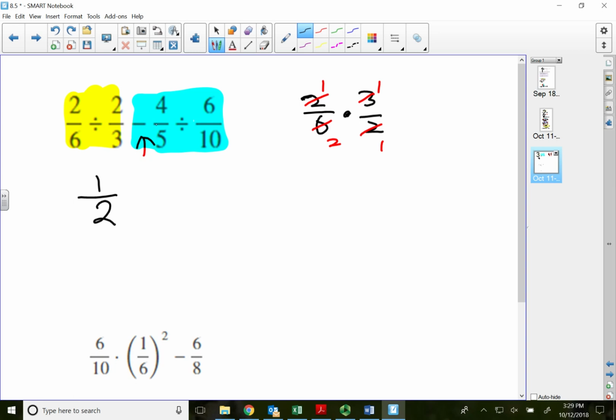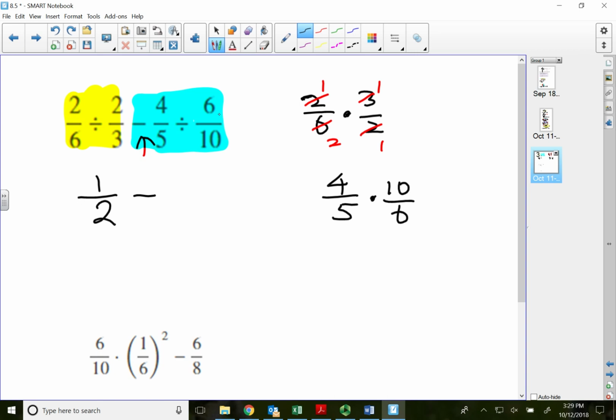My second term, negative 4 over 5 divided by a positive is going to give me a negative answer. So my second term will be negative. I'm just going to focus on the division now. So 4 over 5 divided by 6 over 10 means times the reciprocal, 10 over 6.